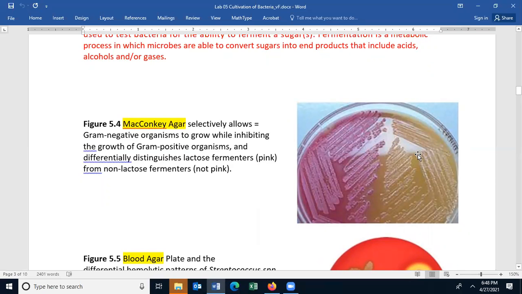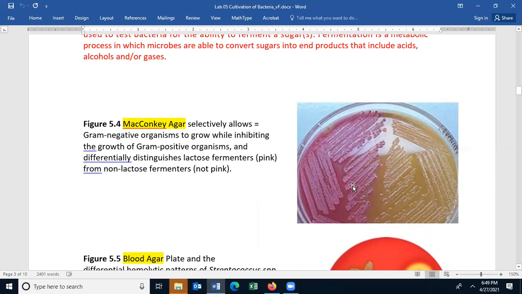McConkey's has dyes in it. Let me see if I can remember the dye. Sorry, I'm drawing a blank there. It's something very common, like bromophenol blue. Maybe that is it. In it, as well as bile salts. And gram-positives don't like growing in bile salts. Gram-negatives are fine growing in bile salts. And is it crystal violet? I can't remember. I think it is crystal violet in McConkey's. That's why it's purple.